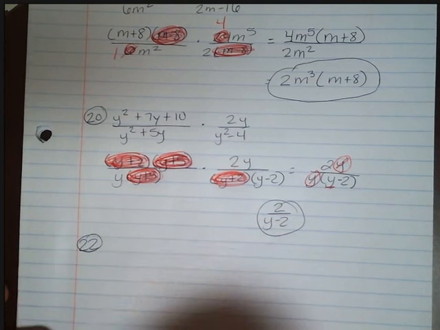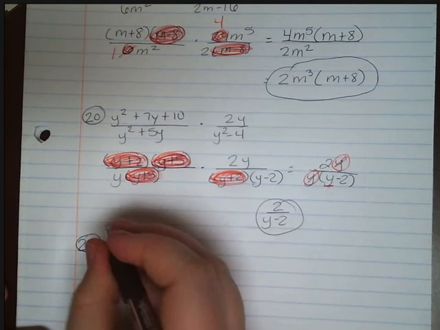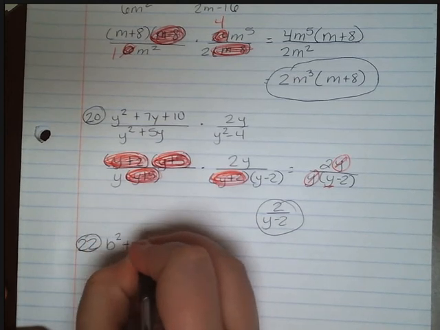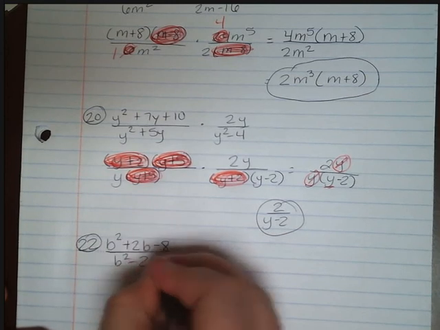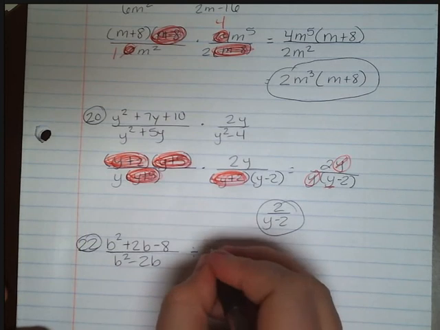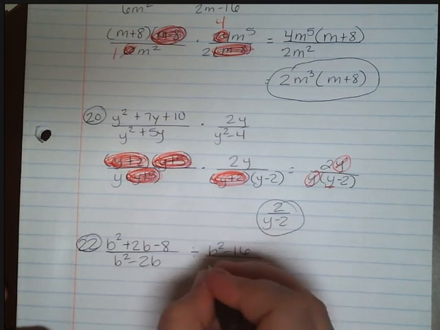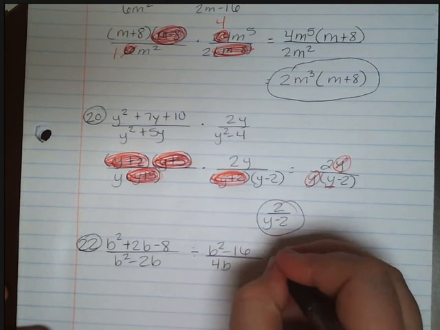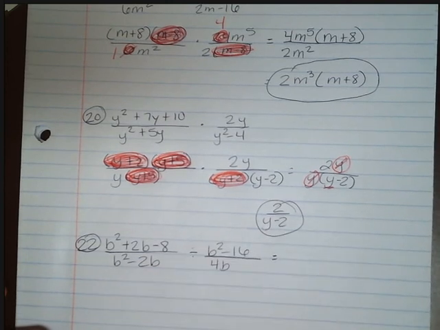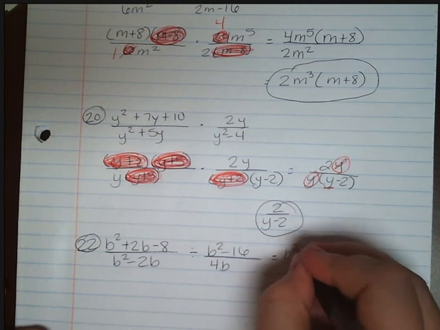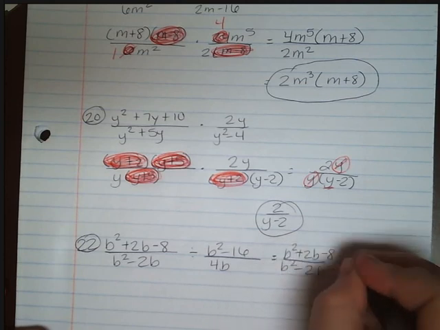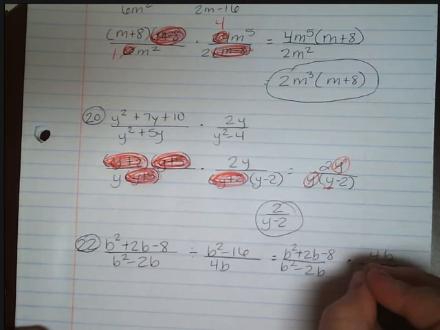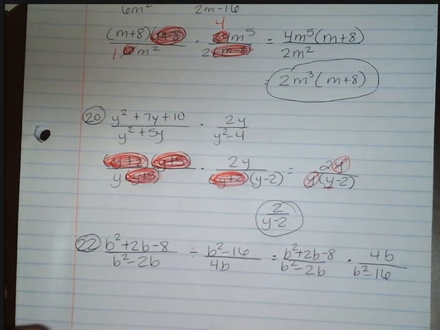For number 22, we have b squared plus 2b minus 8 over b squared minus 2b divided by b squared minus 16 over 4b. So the first thing I'm going to do is change this to multiplication. Okay, so I went ahead and did my keep, change, flip. Now I'm going to factor.